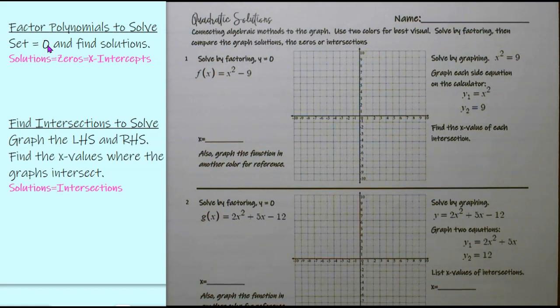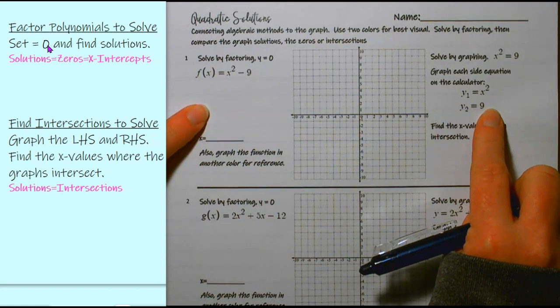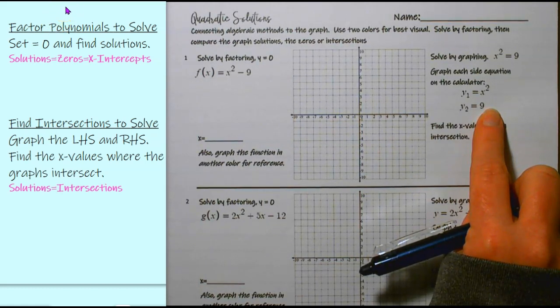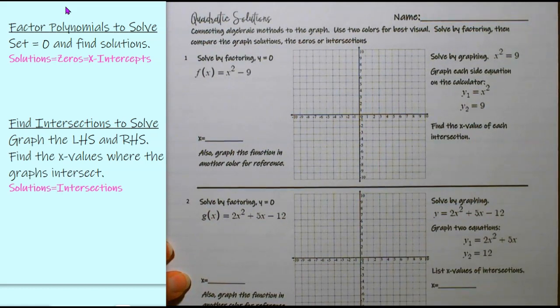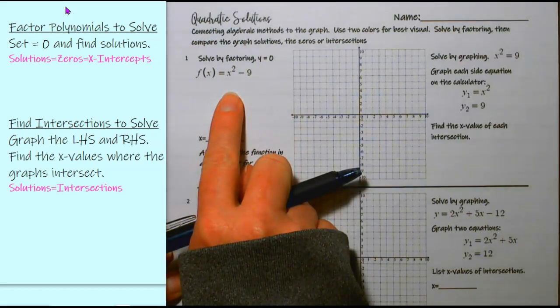And let's do this side and see what it means to find solutions in two different methods. Okay, so I want what we've been doing with factoring to make sense to you. So the directions say connecting algebraic methods to the graph. Use two colors for the best visual. Solve by factoring on this side. Then compare the graph solutions, the zeros or intersections.